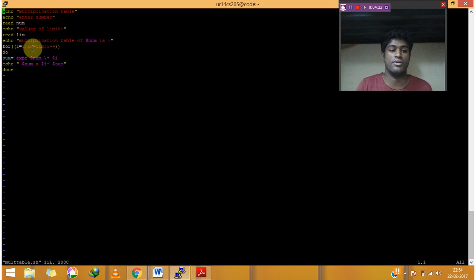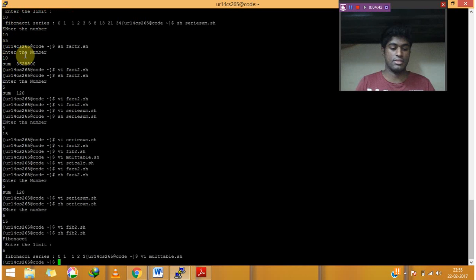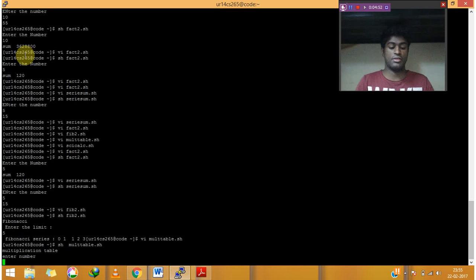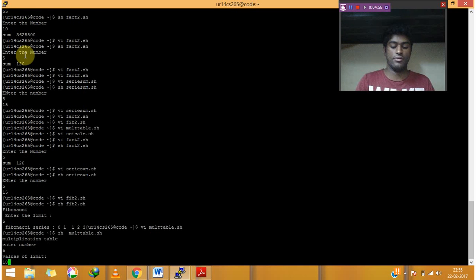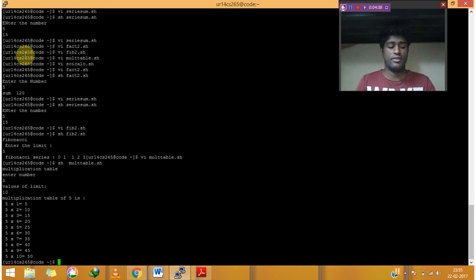So 5 into 1 is equal to sum, which will be changing for every loop iteration. So in the end my output will be something like this. Suppose I enter the number 5 and the limit. Here you can see 5 into 1 like this until it goes to 5 into 10. That was my limit. Now let's move on to the last question.